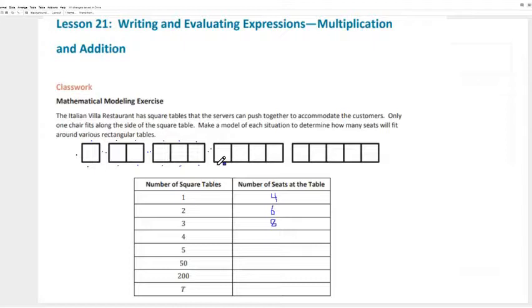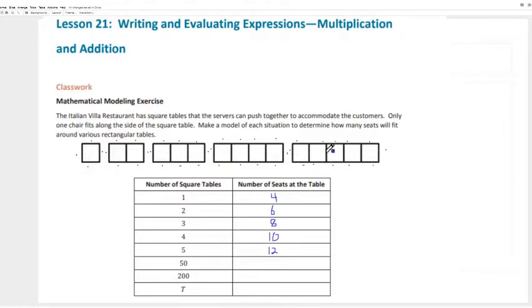Let's go do one more. 1, 2, 3, 4, 5, 6, 7, 8, 9, 10. And hopefully you notice here we're adding 2 seats each time we add a table. And so 5 should give us 12. Let's go ahead and count though. We have 1, 2, 3, 4, 5, 6, 7, 8, 9, 10, 11, and then 12. So yeah, that worked.